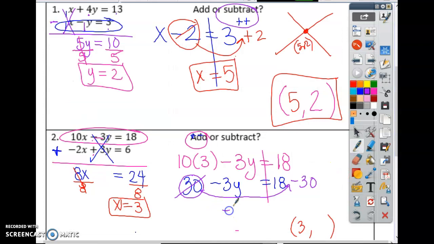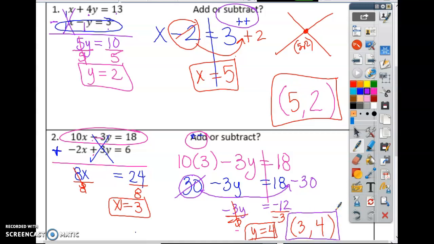So I have negative 3y equals negative 12. And then the last step, divide by negative 3. Divide by negative 3. Cancel. Y equals, what's negative 12 divided by negative 3? Put it in decimals. Positive 4. So my y is 4. So this is the solution. This is where my two lines are going to cross.